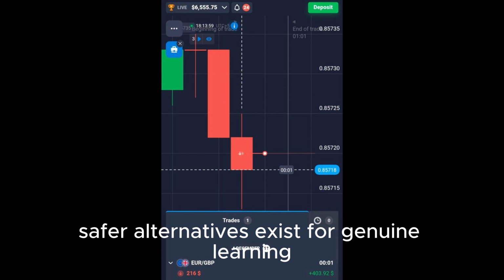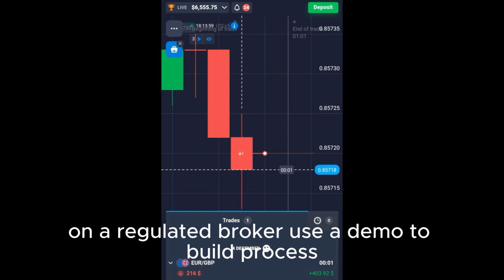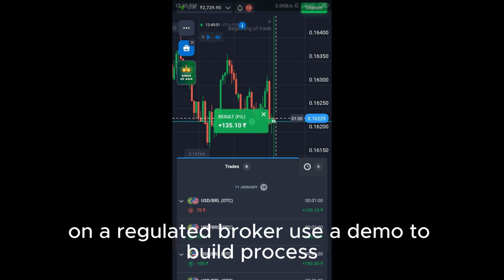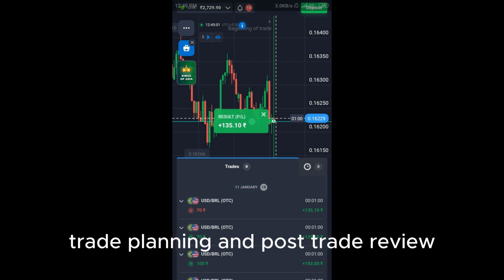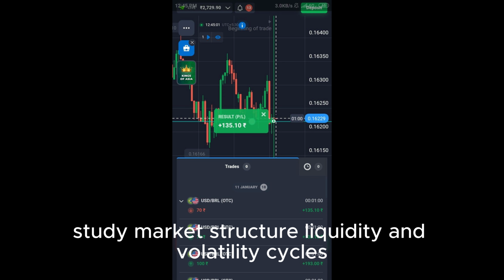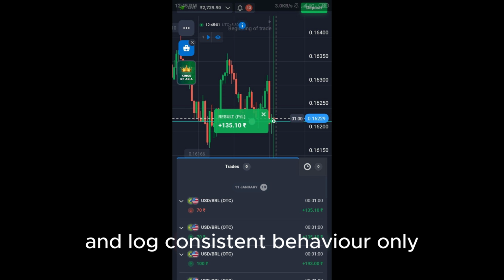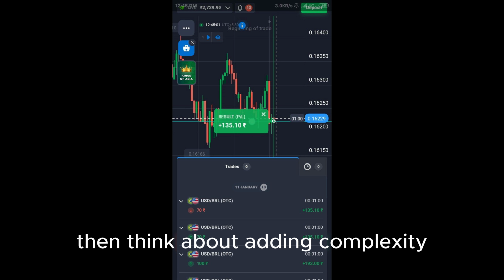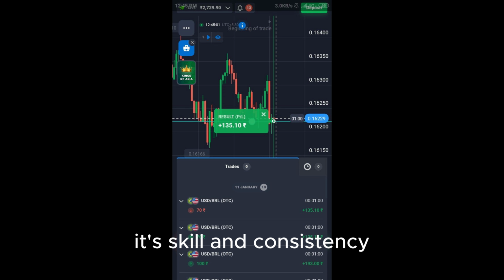Safer alternatives exist for genuine learning. Start with spot Forex or index CFDs on a regulated broker. Use a demo to build process, then go small live. Learn proper TA, risk management, trade planning, and post-trade review. Study market structure, liquidity, and volatility cycles. When you can execute a plan calmly and log consistent behavior, only then think about adding complexity. Remember, the goal isn't fast money, it's skill and consistency.